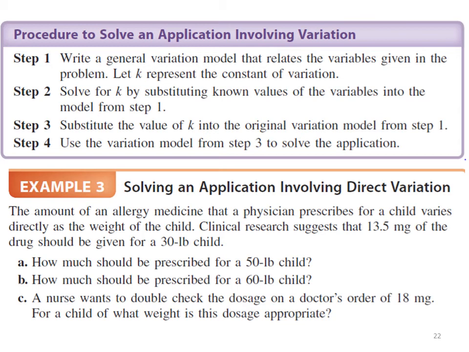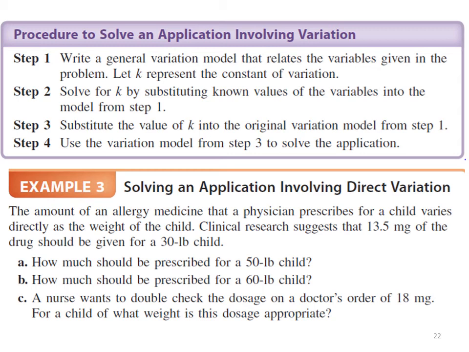Step number 3, substitute the value for k into the original variation model from step 1. Then the result will give you your model. Use the variation model from step 3 to solve the application. Here is an example. This is example 3, solving an application involving direct variation.